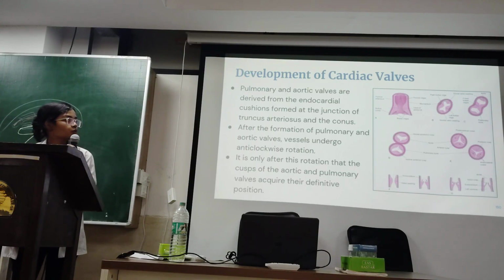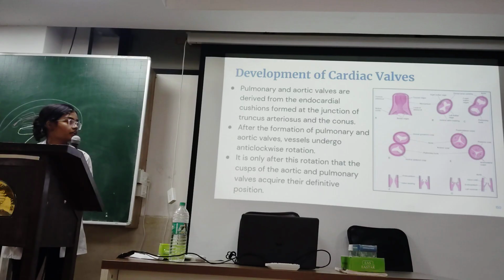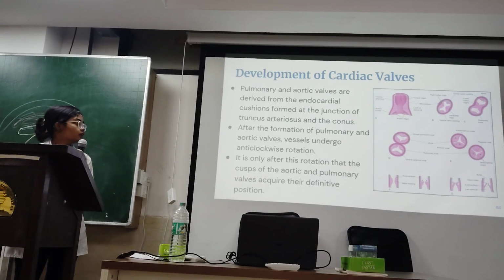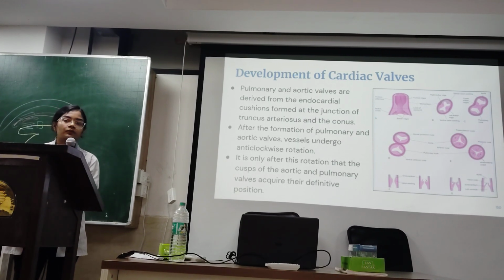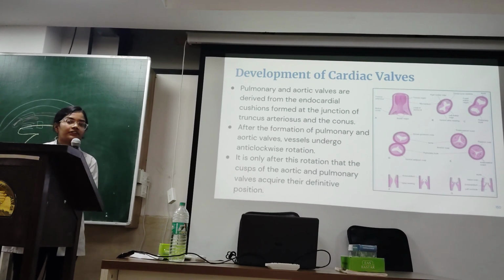Both the parts are given to both the openings, and simultaneously there is formation of two more cushions, anterior and posterior. So this way, both the openings have three cushions, and as the development progresses, these cushions develop into cusps. And after this, the outflow tract also undergoes rotation. This rotation is so that the valves also acquire the position that is in the adult heart. For example, before rotation, the pulmonary valve is only ventral to the aorta, and after rotation, pulmonary trunk shifts to the left of the aorta and is ventral to it.